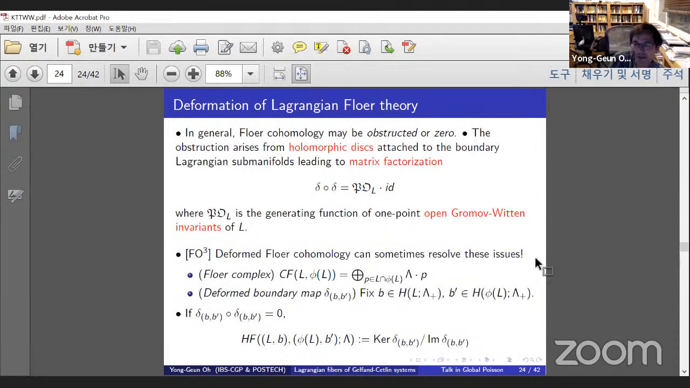There could be many, and the areas may all be different. So there could be many different holomorphic disks with different areas. So you collect all those data as a generating function, using the formal parameter capital T with the exponent being the area of that holomorphic disk. That's this generating function. I wrote P for the potential function, which I will call it.